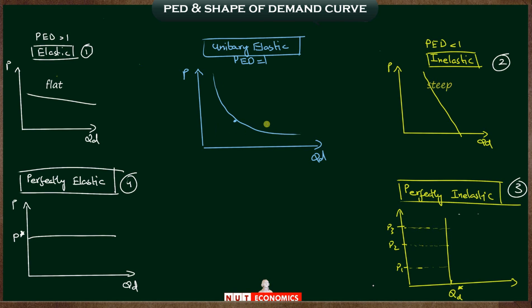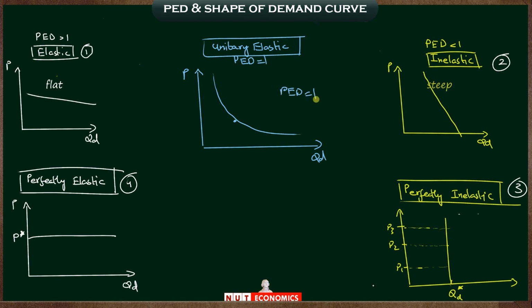Now make sure you remember this, because this is something that commonly comes up in an MCQ. You are given a demand curve like this and you are asked what is the PED. So you won't need to do any calculations. A hyperbola shape of a demand curve means unitary elastic demand. PED is equal to 1.